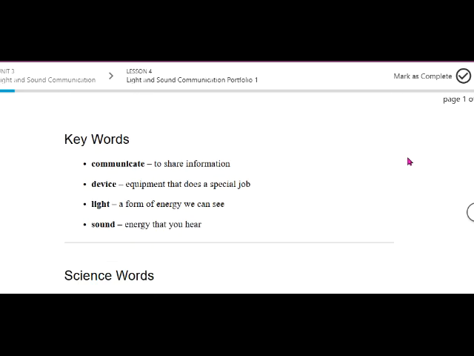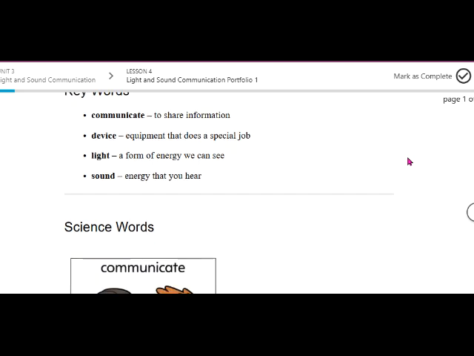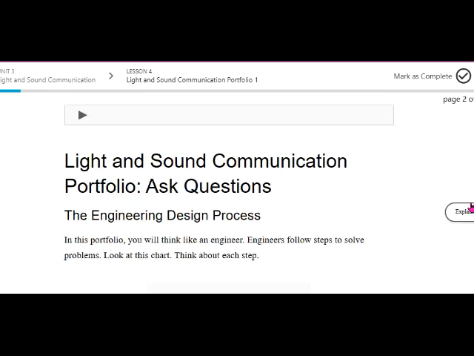Our keywords are communicate, which means to share information, device, which is equipment that does a special job, light, a form of energy we can see, and sound, energy that you can hear.